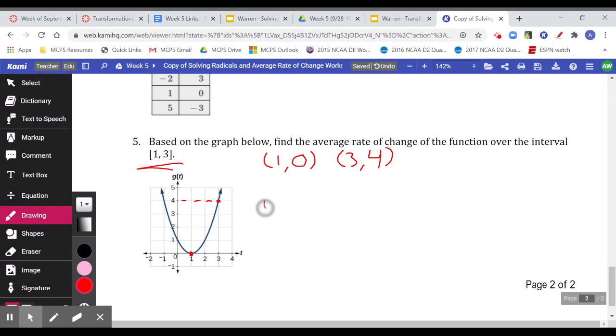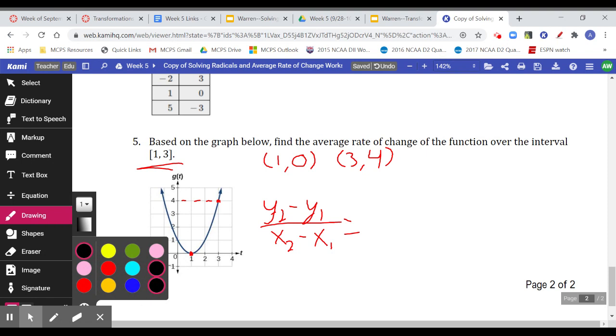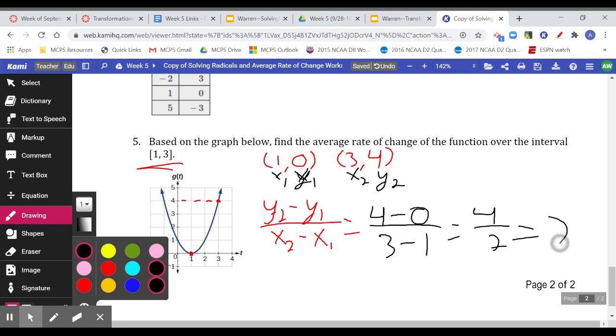And then again, I can plug into my equation, y2 minus y1 over x2 minus x1. Moving this along a little bit faster this time, just because I've done several examples with you on this. That would give us 4 minus 0 over 3 minus 1, which comes to 4 over 2, or 2.